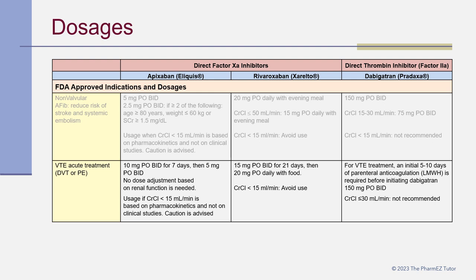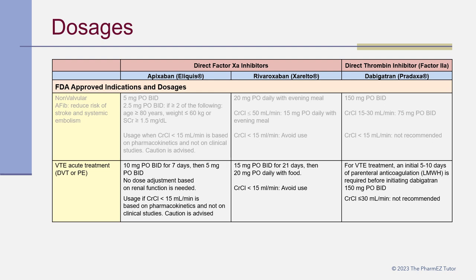Caution is advised. The dose for rivaroxaban is 15 mg BID for 21 days, then 20 mg daily with food. If the creatinine clearance is less than 15, avoid the use of rivaroxaban.